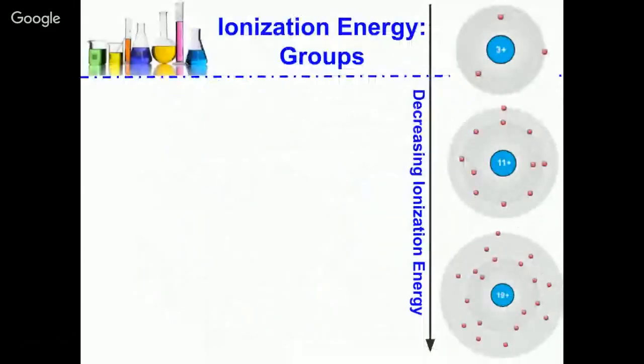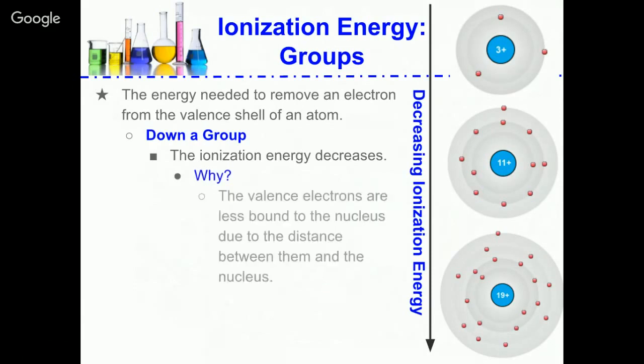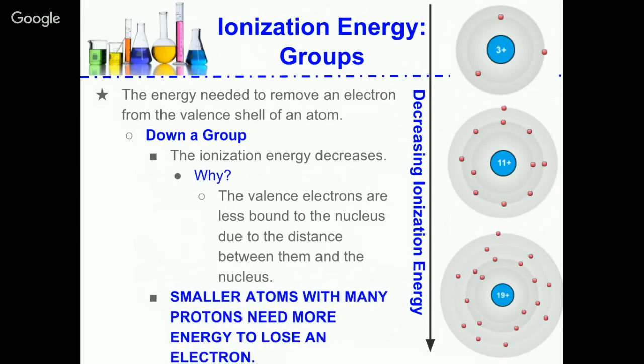So let's talk about ionization energy. Let's start off with groups. Remember, ionization energy is the energy needed to remove an electron from the valence shell of the atom. So that's again from the outer shell. As you go down a group, the ionization energy is going to decrease. This happens because the valence electrons are less bound to the nucleus because the distance between those valence electrons and the nucleus is larger. So smaller atoms with many protons need more energy to lose an electron.